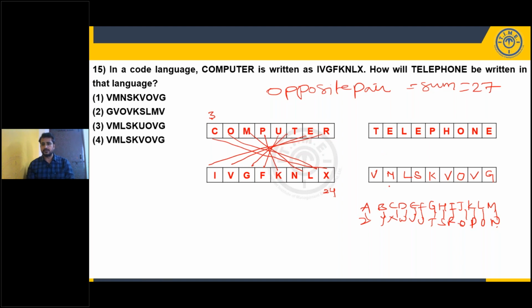So which option is matching? V, M, L, S, K, V, O, V, G. Choice 4.